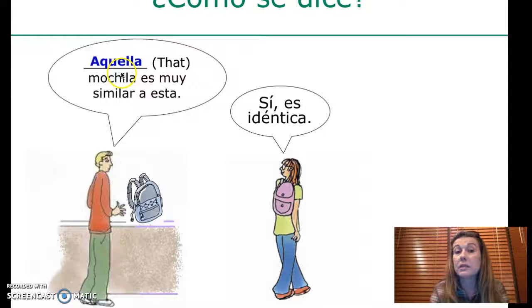He could have just as easily said, aquella mochila es muy similar a esta mochila. Right? And at that point, that would be an adjective, because we're just going to say this book bag, right? But he's replaced it and is going to say instead this one. But it has to match with mochila because that's what's being replaced down here, okay?